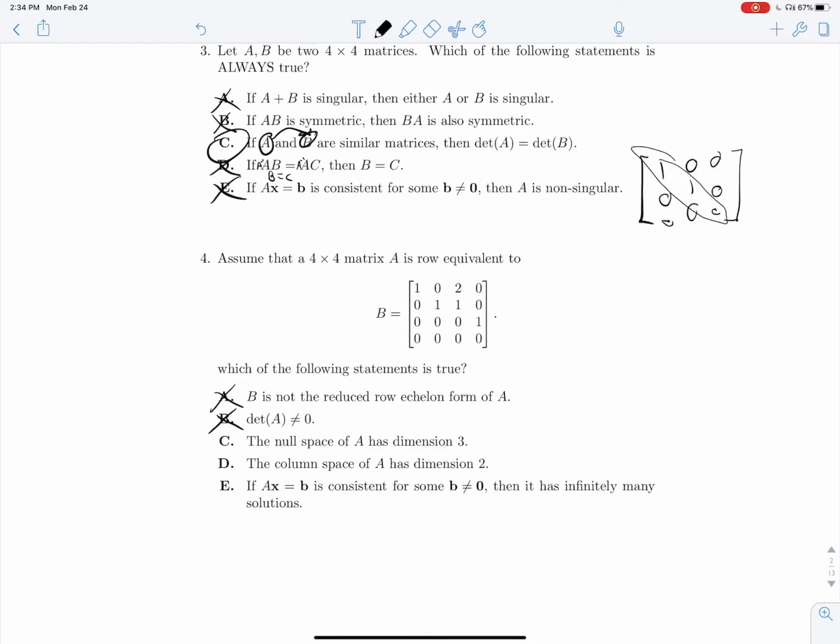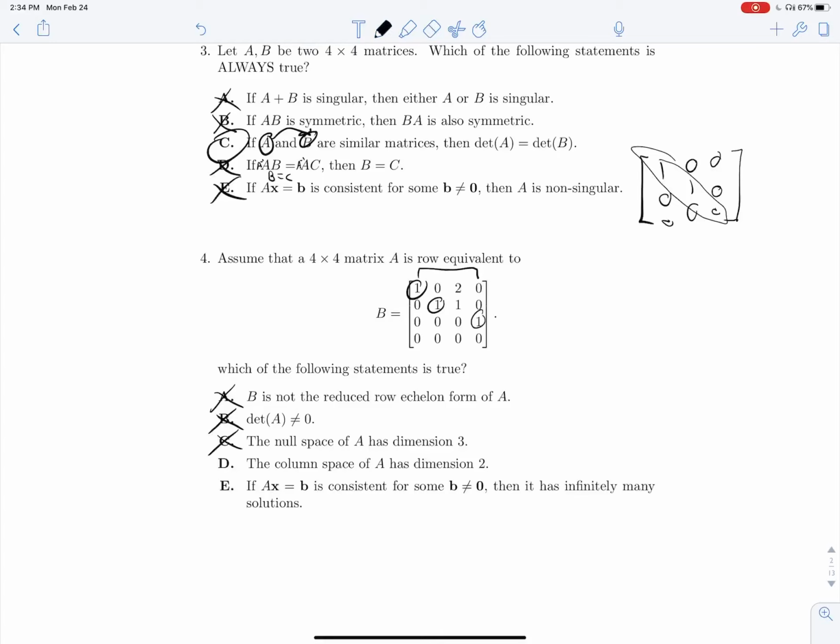The null space has a dimension of 3. Okay, we have a formula for this. The number of columns equals the rank of the matrix, or the number of pivot positions, plus the dimension of the null space. So setting that up, we see that 4 columns is equal to 3, the rank, plus, well, the dimension of the null space has to be 1. So it's definitely not 3.